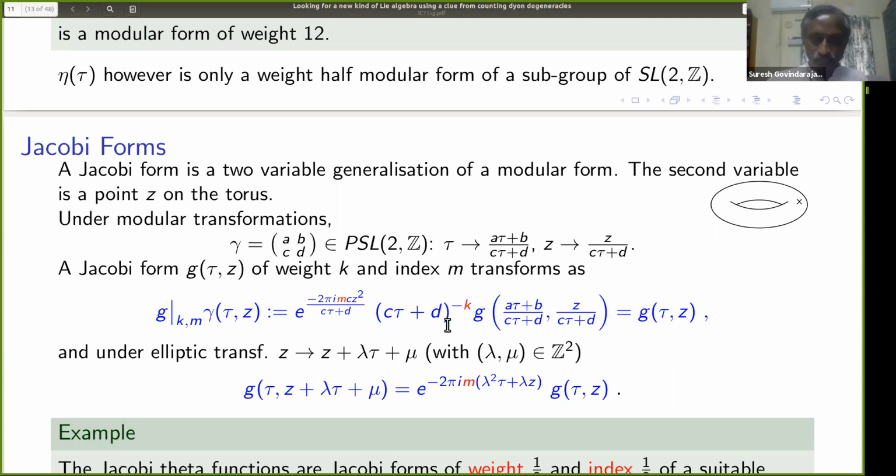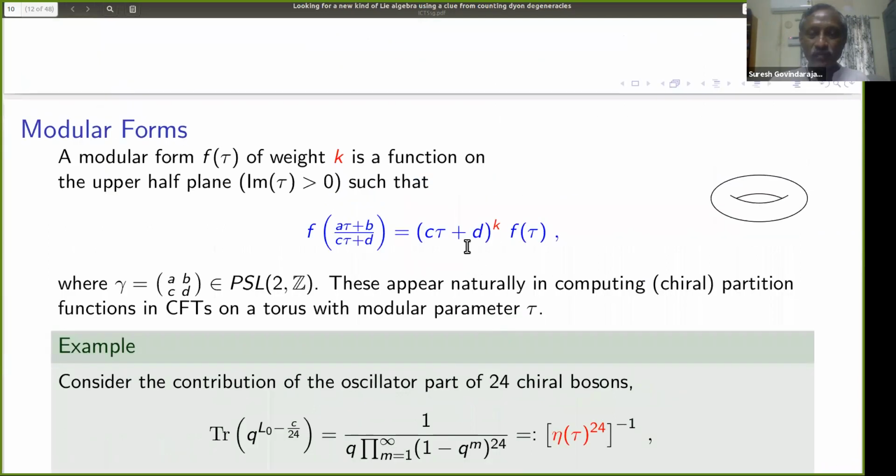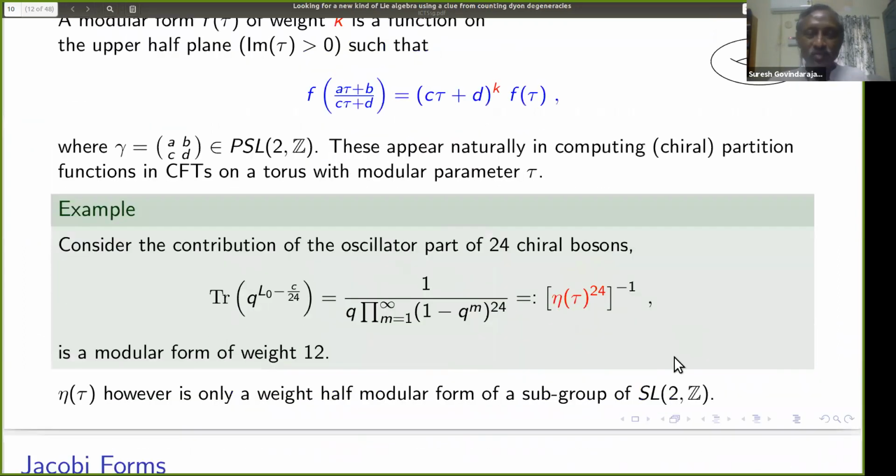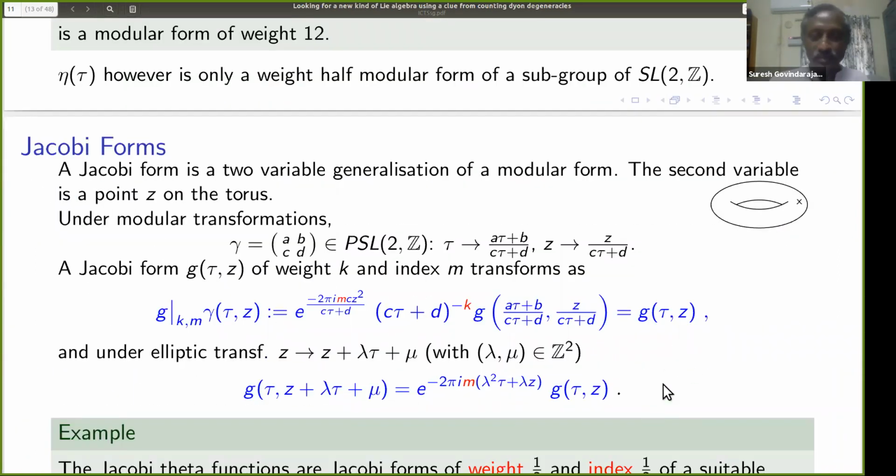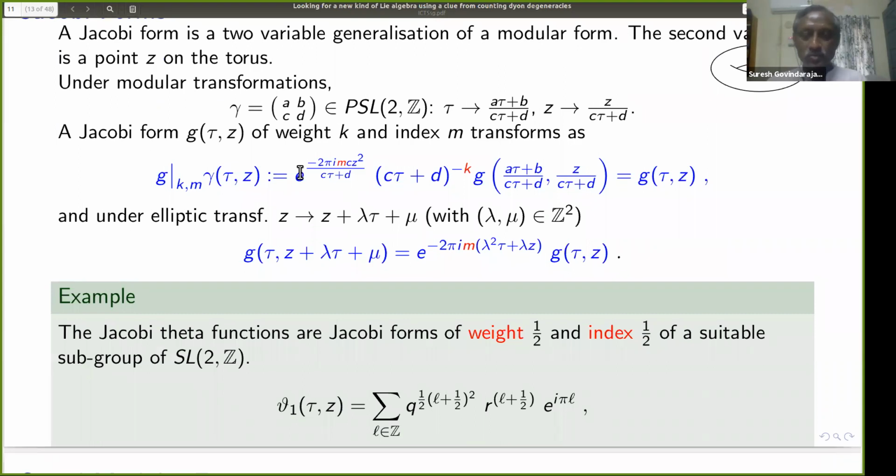So it says that c tau plus d goes with a power k, but there's also a phase which is m dependent, which is the index dependent. So this object is equal to this. That's what it says. It's like if I wrote this as saying (c tau plus d) to the power minus k times f of this object equal to f of tau. It's called a slash operation in the math literature. So ignore all these things, this definition. It just says that this is equal to this.